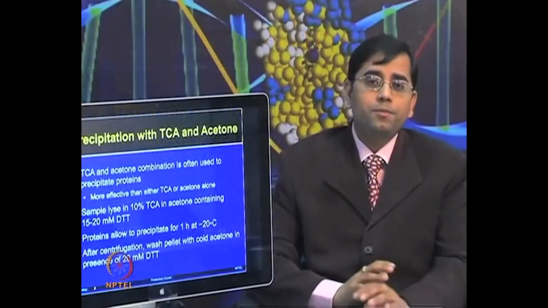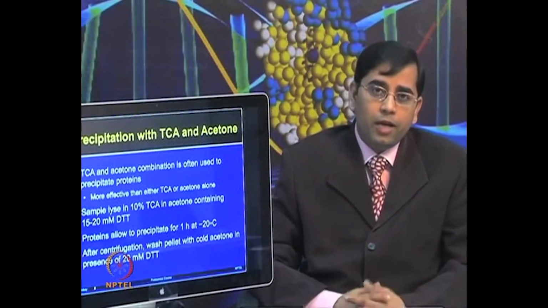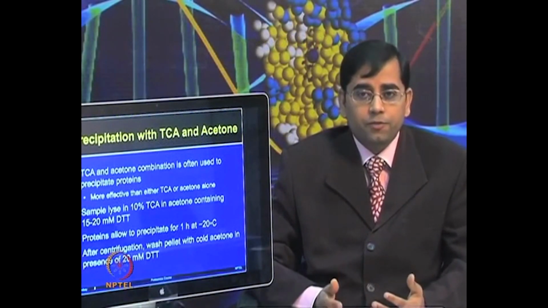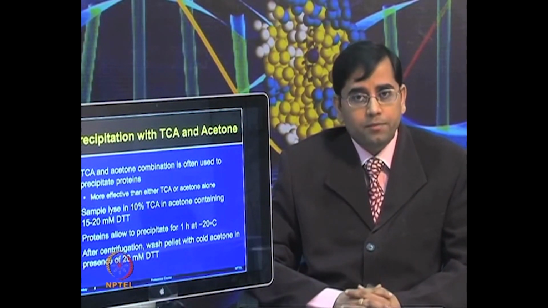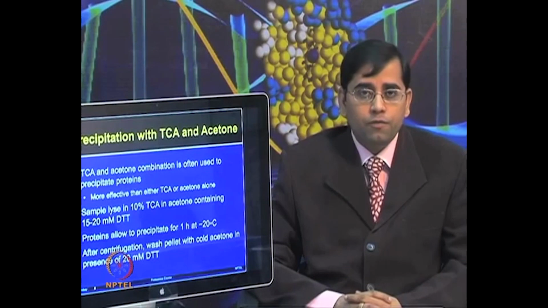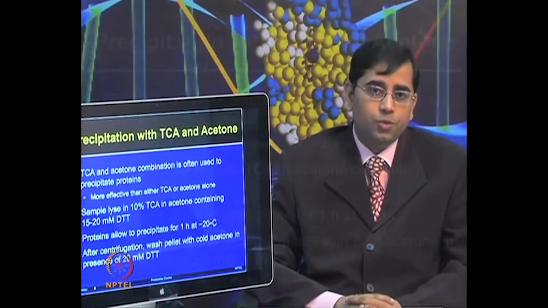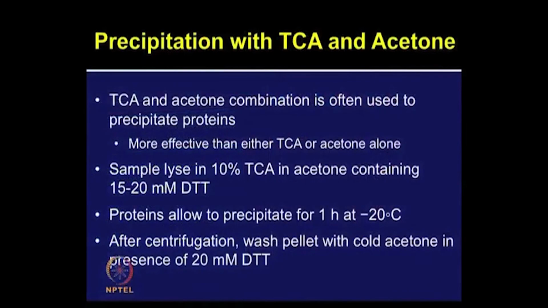Now, since both TCA and acetone alone are very effective, people have tried combining both methods together. It means addition of both TCA and acetone. This combination has demonstrated that it can precipitate the proteins more efficiently, which could not be achieved either by using TCA alone or by using acetone alone.